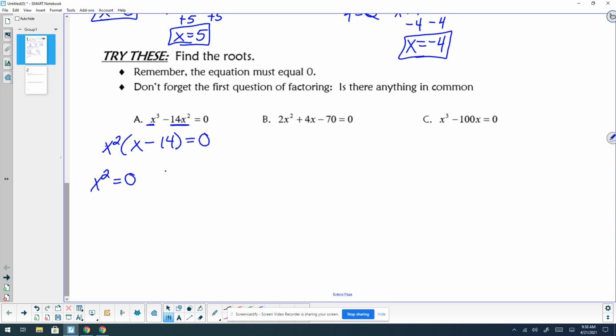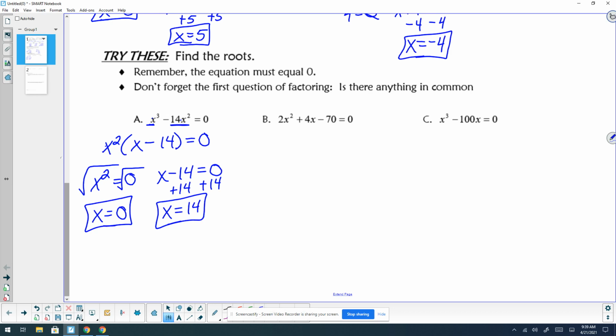X squared equals 0. X minus 14 equals 0. If I take the square root, x equals 0. If I add 14, x equals 14.